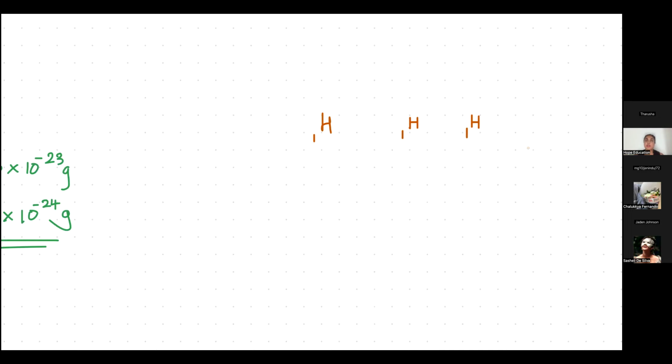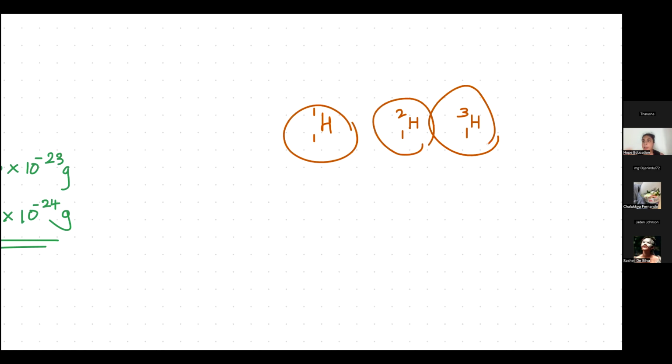Because hydrogen, if you go to the ends of the universe, will always have atomic number 1. Atomic number is so unique to an element. But mass number could change. This one has mass number 1, this one mass number 2, this one mass number 3. Therefore, this is protium, this is deuterium, this is tritium. Now, these are isotopes. Same element, so atomic number is the same, but mass numbers are different.